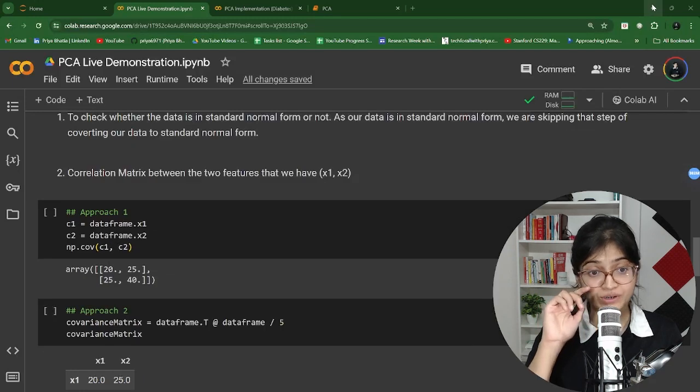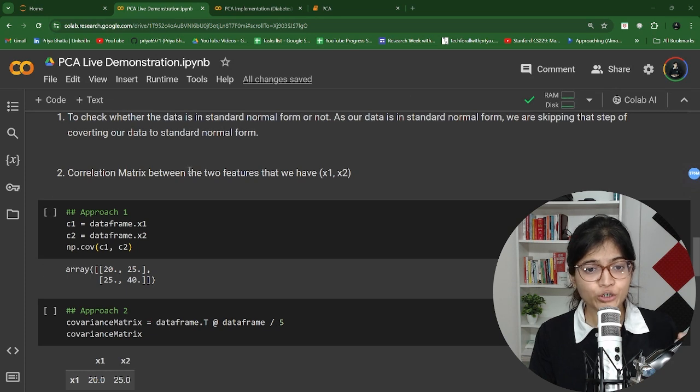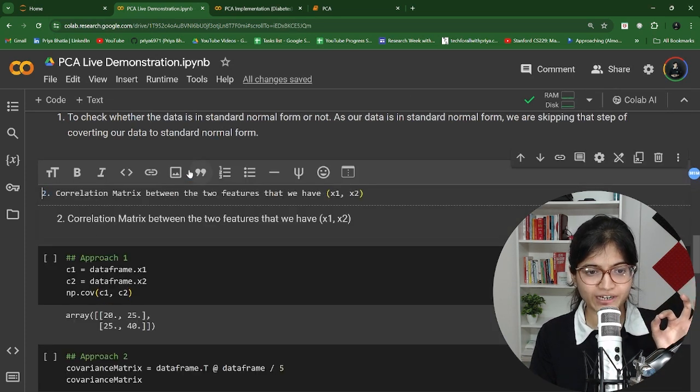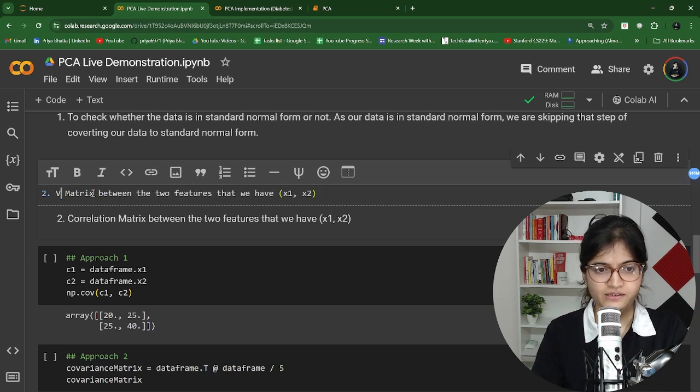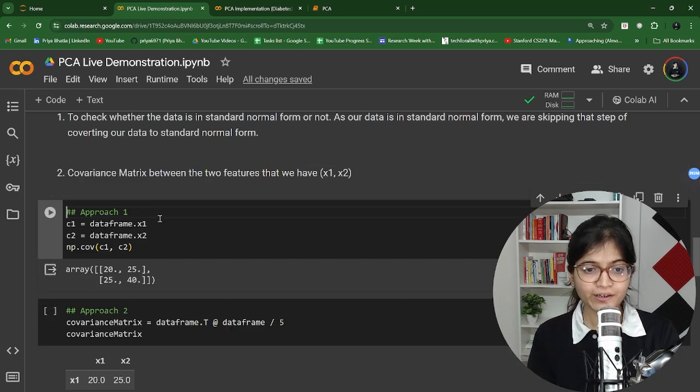Now there are multiple ways to create that. Those who are already aware can easily understand this part. So we want to find the covariance matrix, not correlation, I should say covariance matrix, between the two features that we have, x1 and x2. Here, what we are doing is taking the x1 value from the data frame and storing it in C1, and the x2 value and storing it in C2.